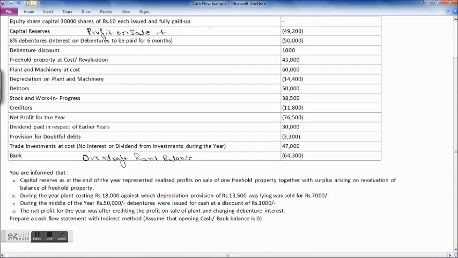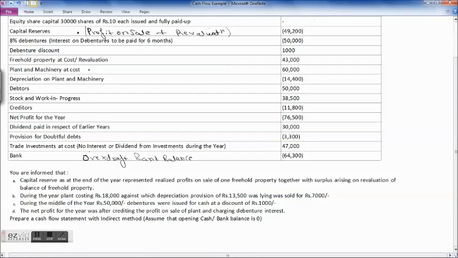So it includes profit on sale plus revaluation. There was a revaluation of one freehold property and one of the freehold properties was sold. So profit on sale and revaluation both are included in this capital reserve. This is one adjustment which we need to see. Then during the year, plant costing rupees 18,000, against which a depreciation provision of 13,500 was held, was sold for 77,000.